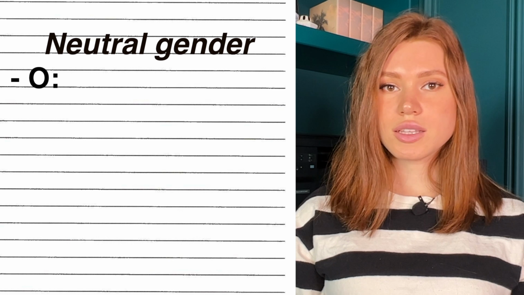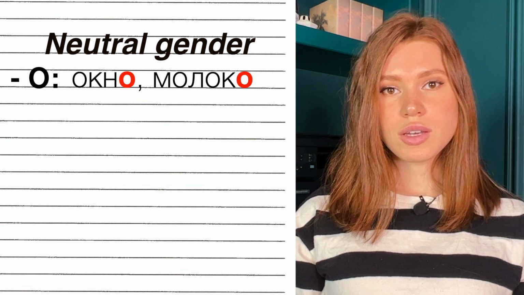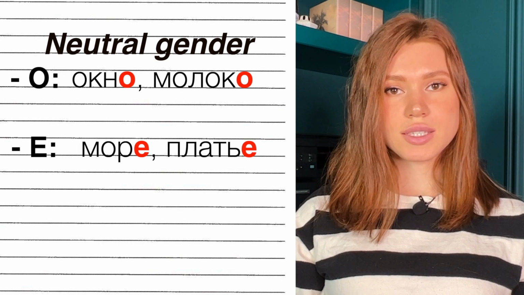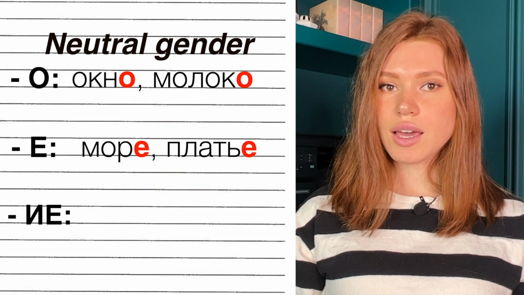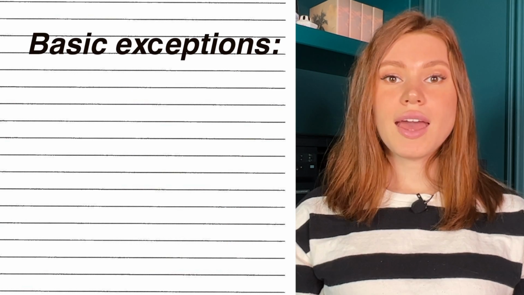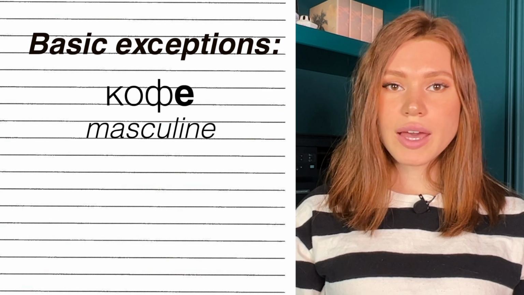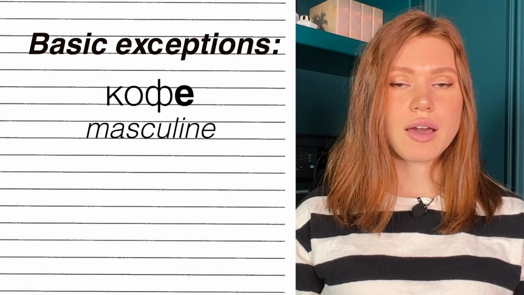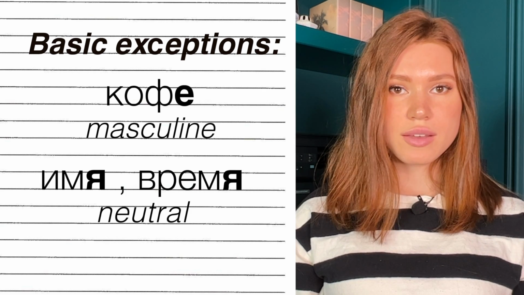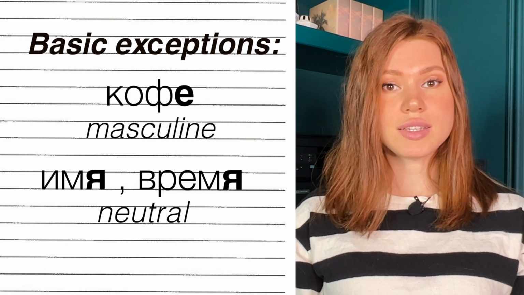Neutral. Ending о. Окно, молоко. Ending е. Море, платье. Ending ие. Упражнение, здание. And some basic exceptions. Кофе. It looks like neutral because of the ending «е», but it is masculine gender. Имя, время look like feminine gender because of the ending «я», but they are neutral.